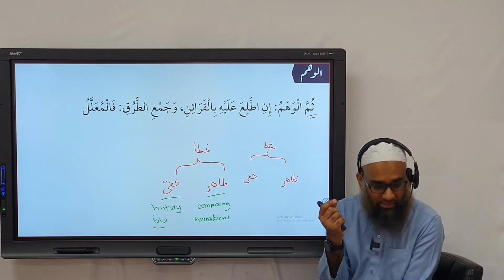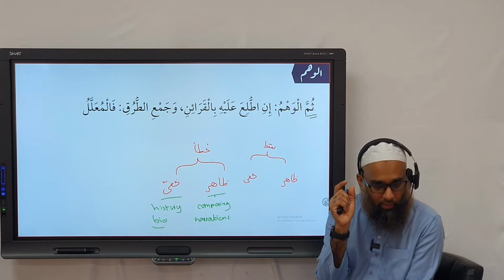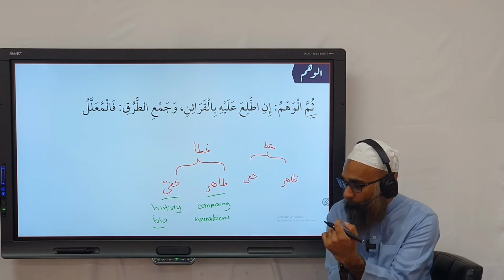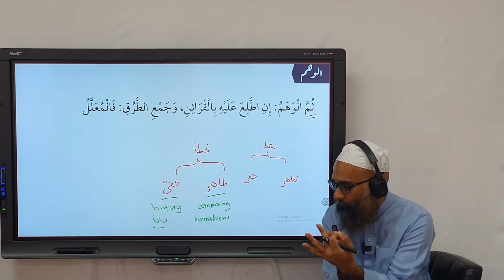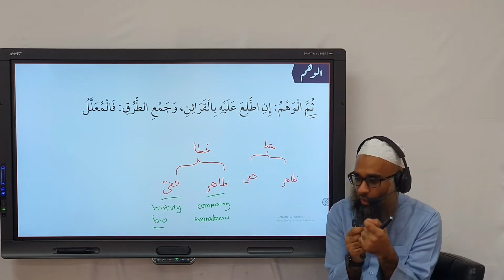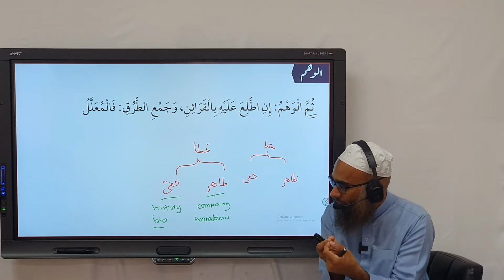For example, you could have a narrator, for example, Hushaym. I gave this example before. Hushaym is a thiqa narrator. Zuhri is a thiqa narrator. Both are in Sahihain. But nobody ever takes Hushaym's narration from Zuhri. Why? Because when Hushaym went to hear from Zuhri, after he heard from Zuhri, all his notes got blown away. That's a khafi.